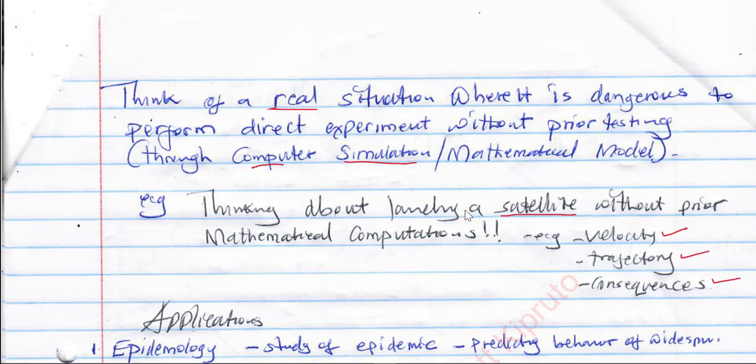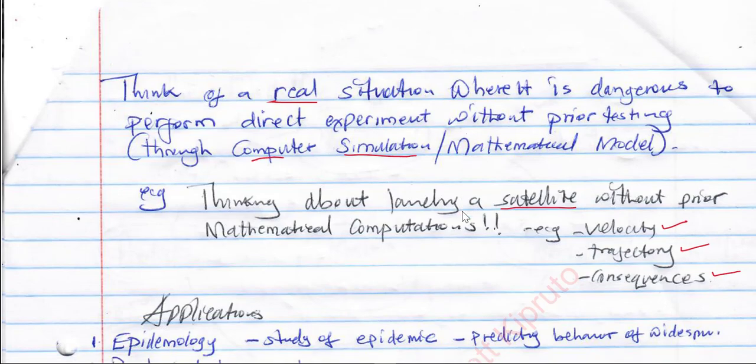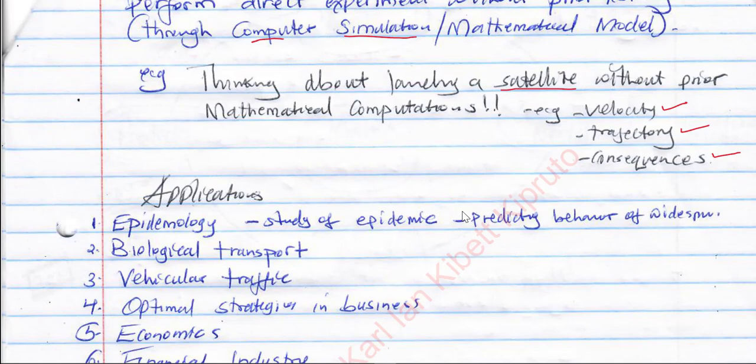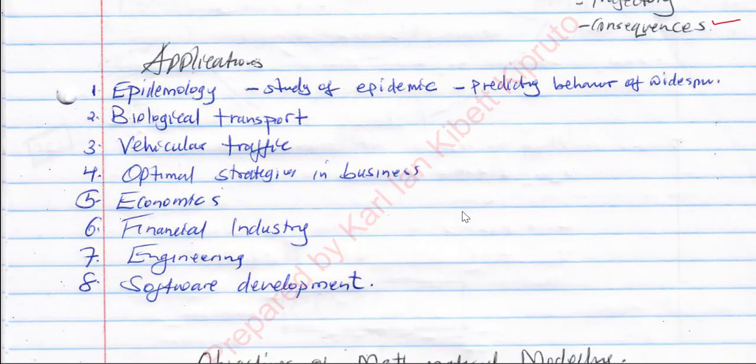So you have to do a model of that before you do a real launch. That's why we really need mathematical modeling. Then where do we apply this modeling? In which area is it applicable? That's epidemiology, where we study epidemics, e.g. the one which is spreading at the moment, the corona.